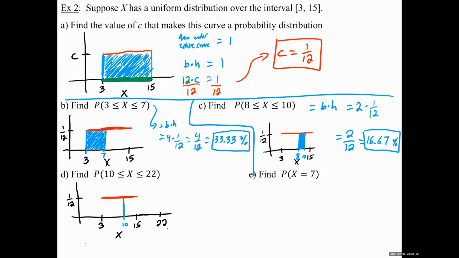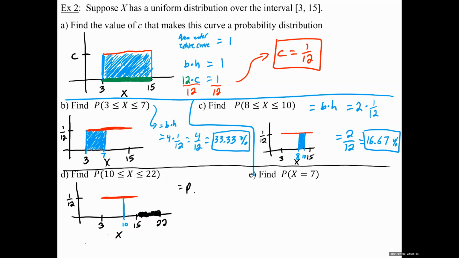It's beyond the curve. So that means 22 has no chance of happening. You have no chance of drawing the number 22. 22 is not even in the bag, okay? And actually, every number past 15 all the way up to 22, all these numbers have no chance of coming out of the bag. So what you have to do in that situation is rewrite the problem. So let's go ahead and rewrite it.